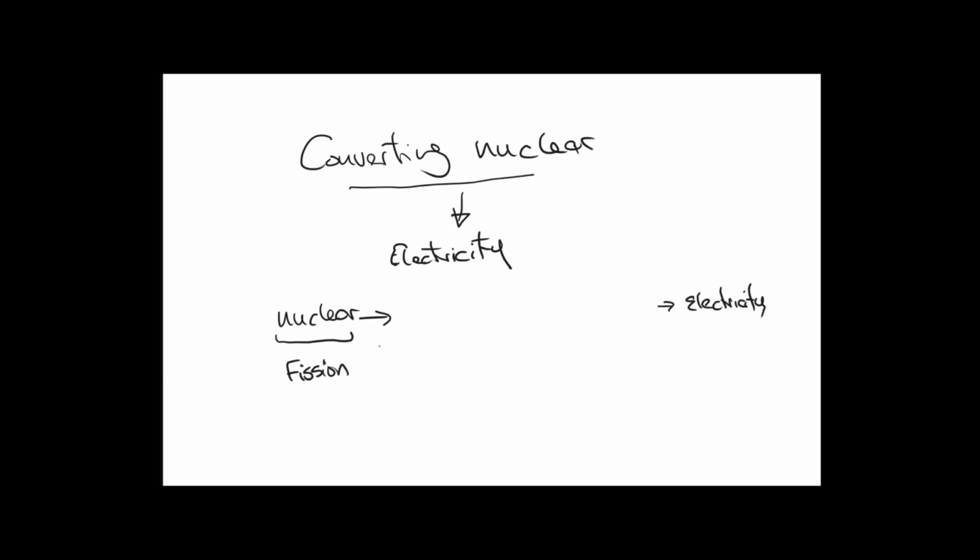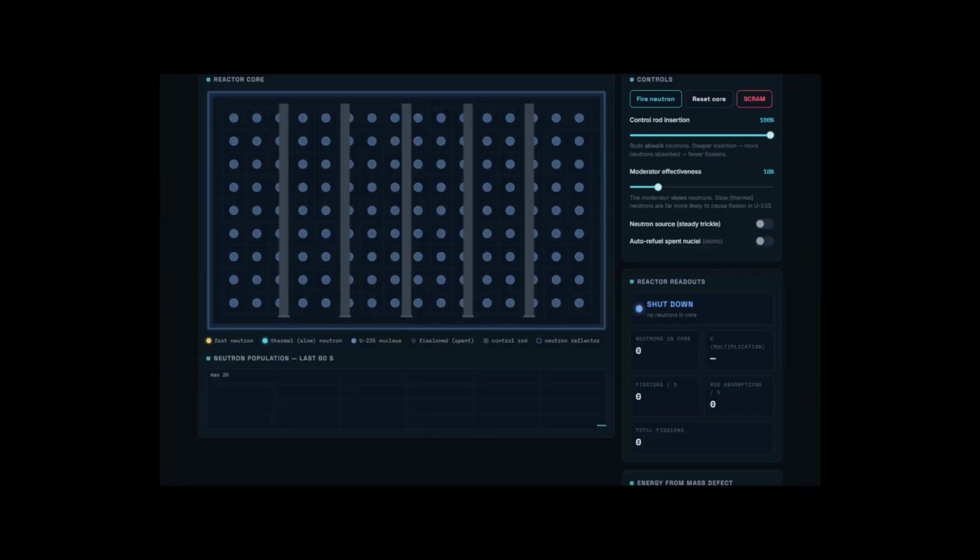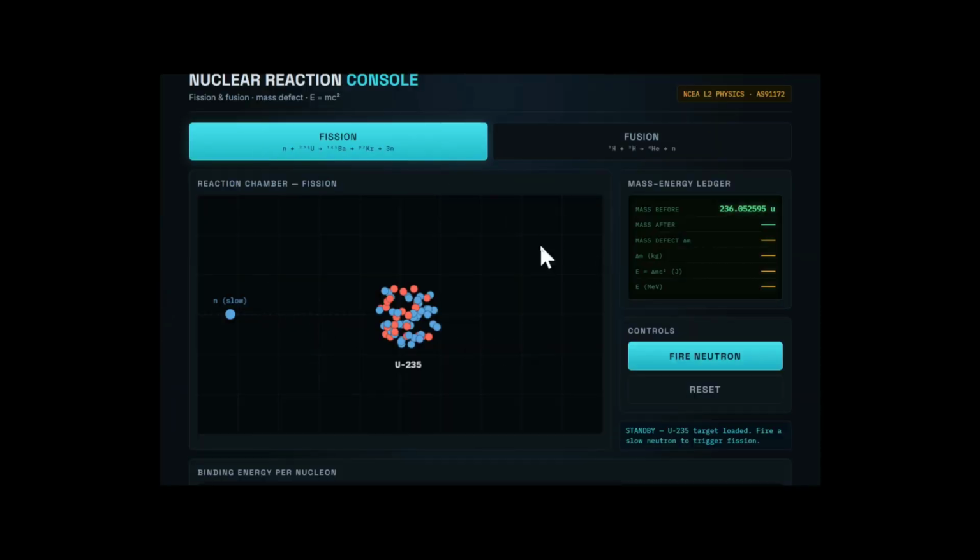What does nuclear fission release? Well, it releases lots of heat, and that heat can become kinetic energy, which is movement, and that becomes the electricity. So let's have a look at what's actually going on here. So we start with uranium-235. So this is just one nucleus. We've done this one before, and we fire a slow-moving neutron at it.